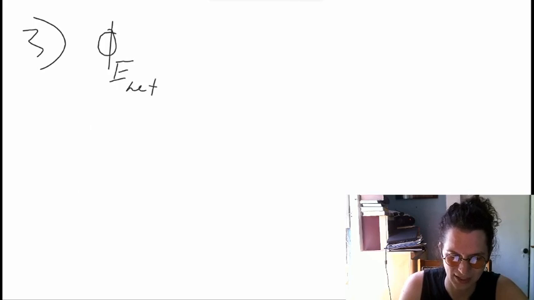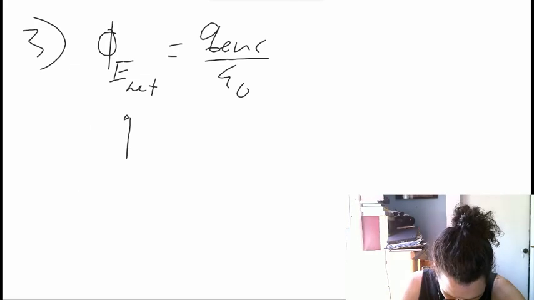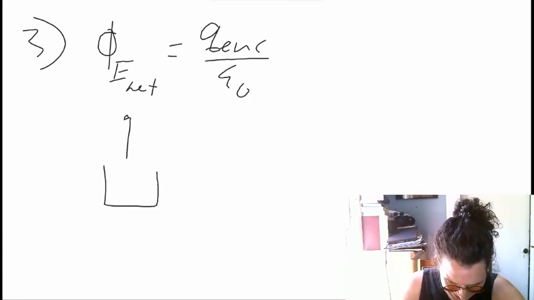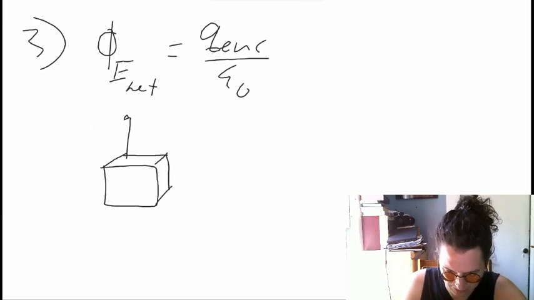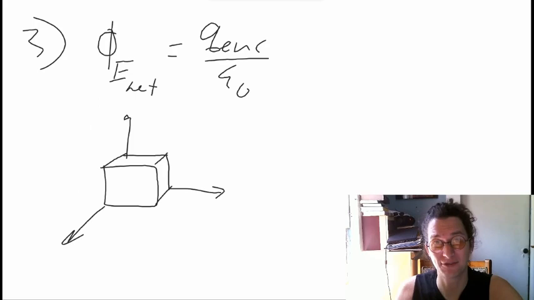You could have some net electric flux that was equal to the charge enclosed inside of an object over epsilon naught. And in Gauss's law, what that meant is that we'd have like a cube. Okay, let's do a cube. That looks something like this. Okay, cool. So we have a cube, and you could find the net flux by finding the flux through each side and then adding them all together.